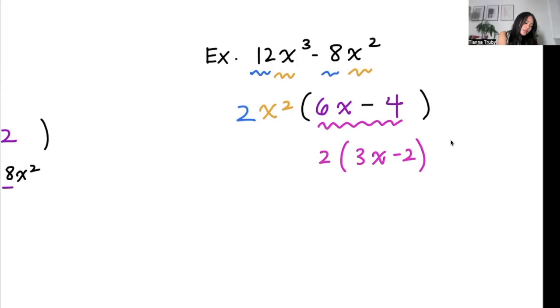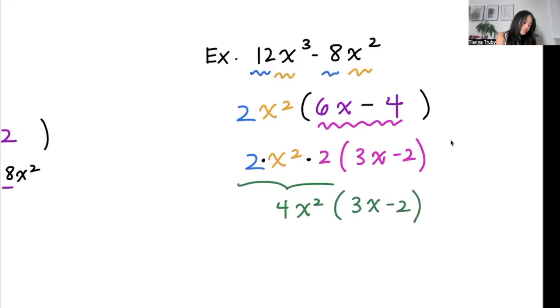And then we need to bring these guys down. Right? And now you're looking at this, you might be thinking, what am I supposed to do with all of these numbers that are on the outside? Between all of these numbers is multiplication. So remember, when you have a number next to a variable, it indicates multiplication. So when we write our final answer, we want to combine all of our outside numbers. So 2 times 2 is 4x squared. And then our parentheses would stay the same.